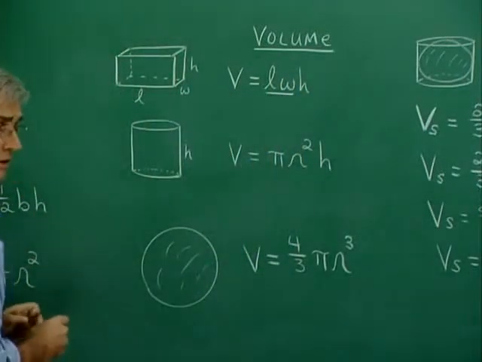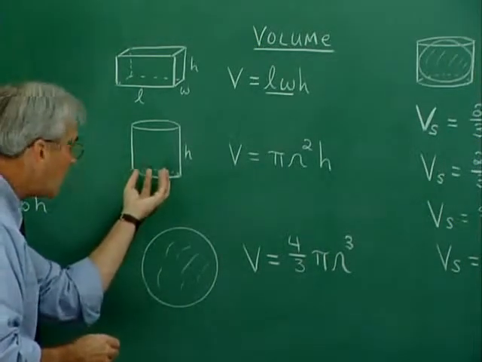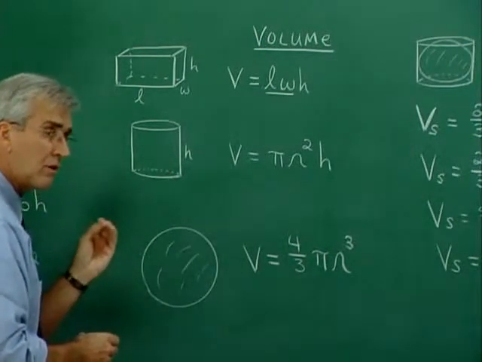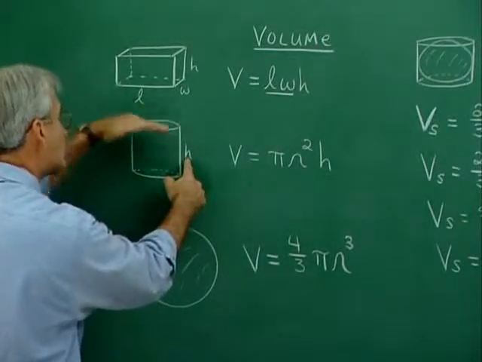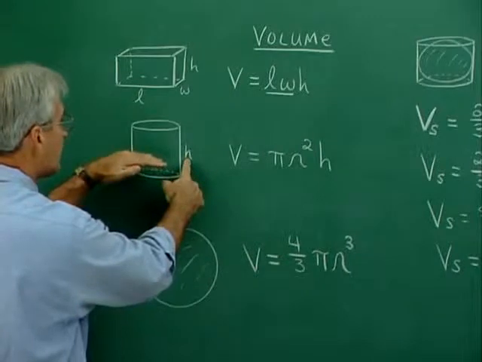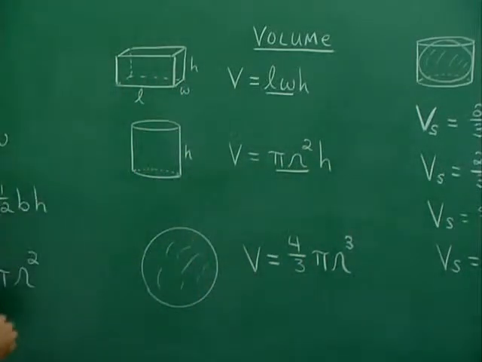Here we have a cylinder. The base of it is circular. The area of that circular base is pi r squared. And we multiply times the height to give us the volume of the entire figure. So area of the base times the height is our concept.